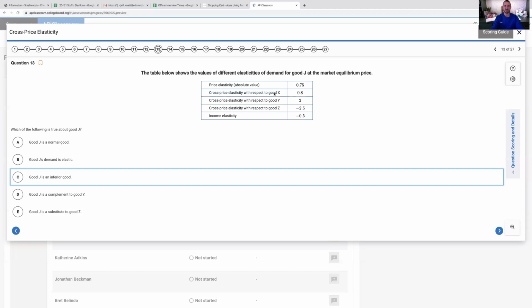There's a lot of stuff in here. Cross-price elasticity of X, Y, and Z. The price elasticity is 0.75, income elasticity. So they give you a lot of different stuff. You just got to weed through it and figure out which one works here, okay?